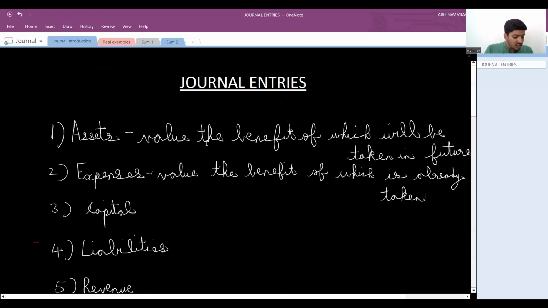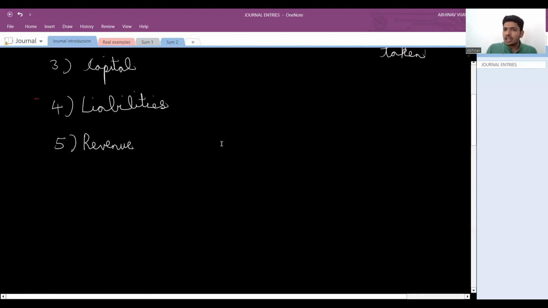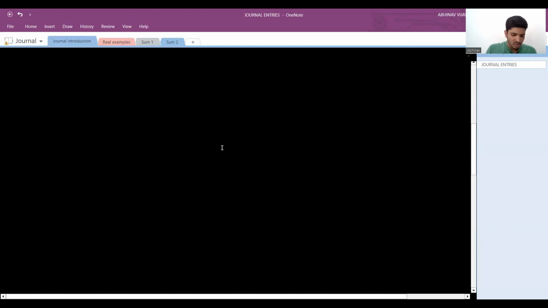Now, in order to understand this definition more clearly, I'm going to give you certain examples. See, the journal entry chapter has not yet started. I'm giving you the logic, the framework. Once you're clear with this logic, any journal entry, you'll be able to solve easily. That's the reason I'm giving you this. So let's start with examples first.